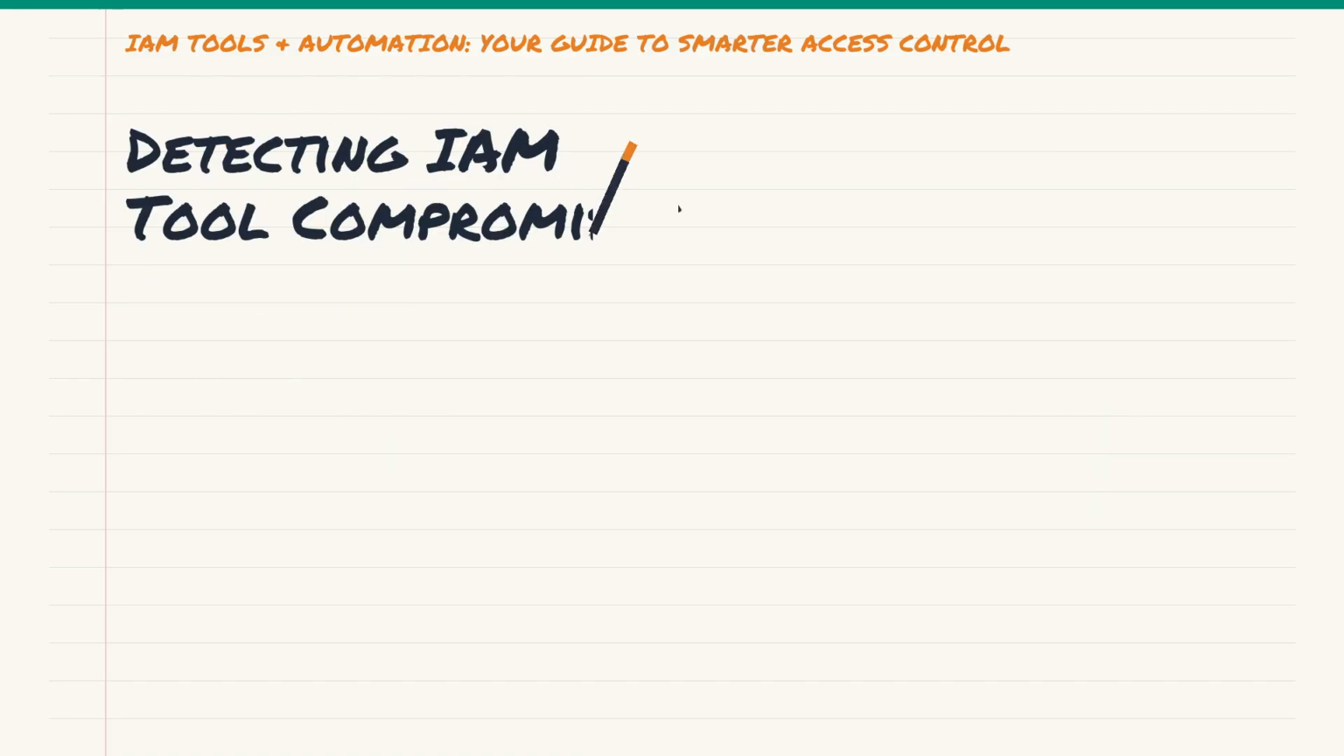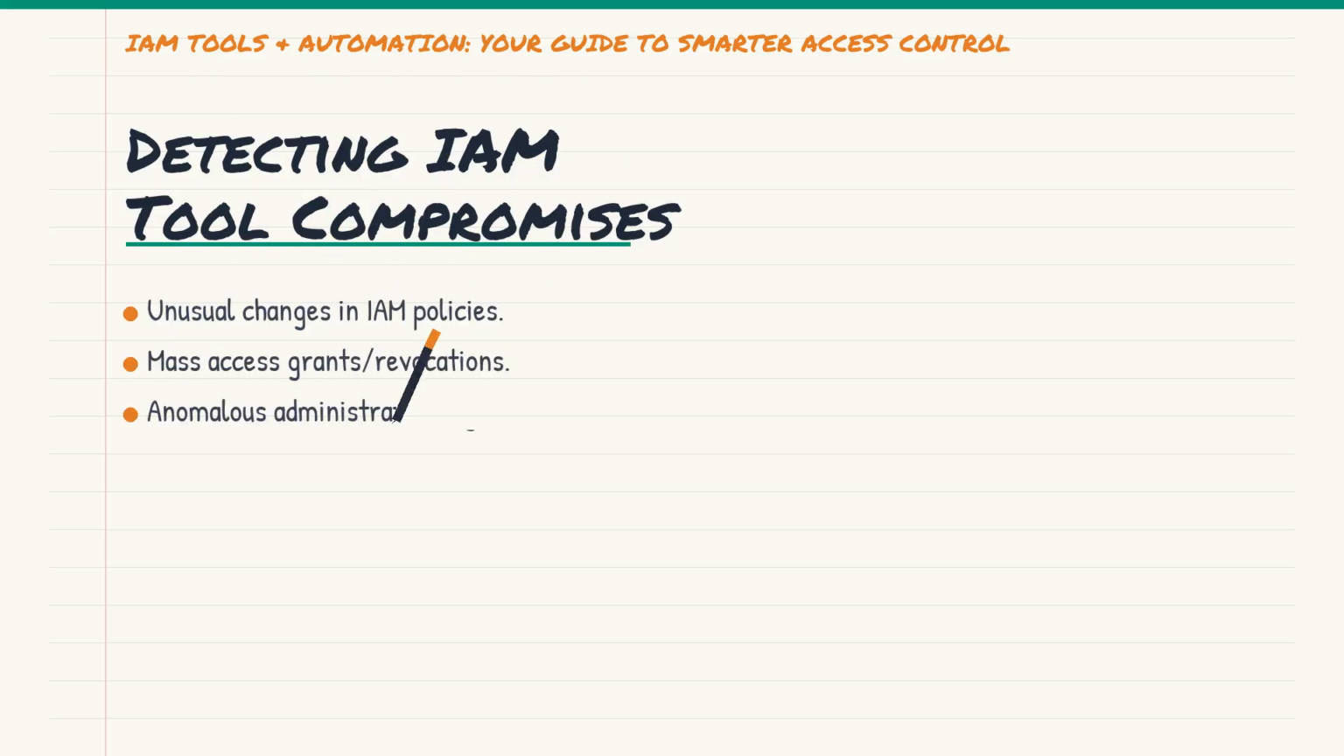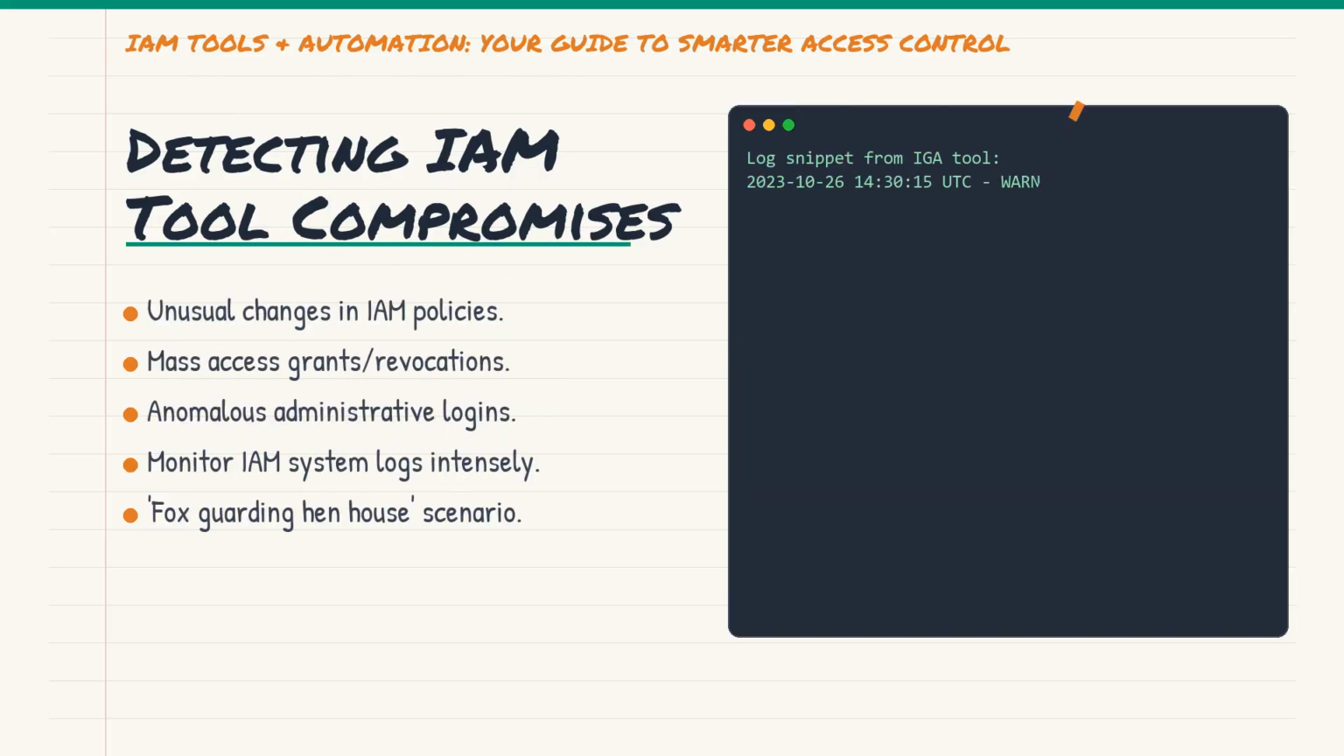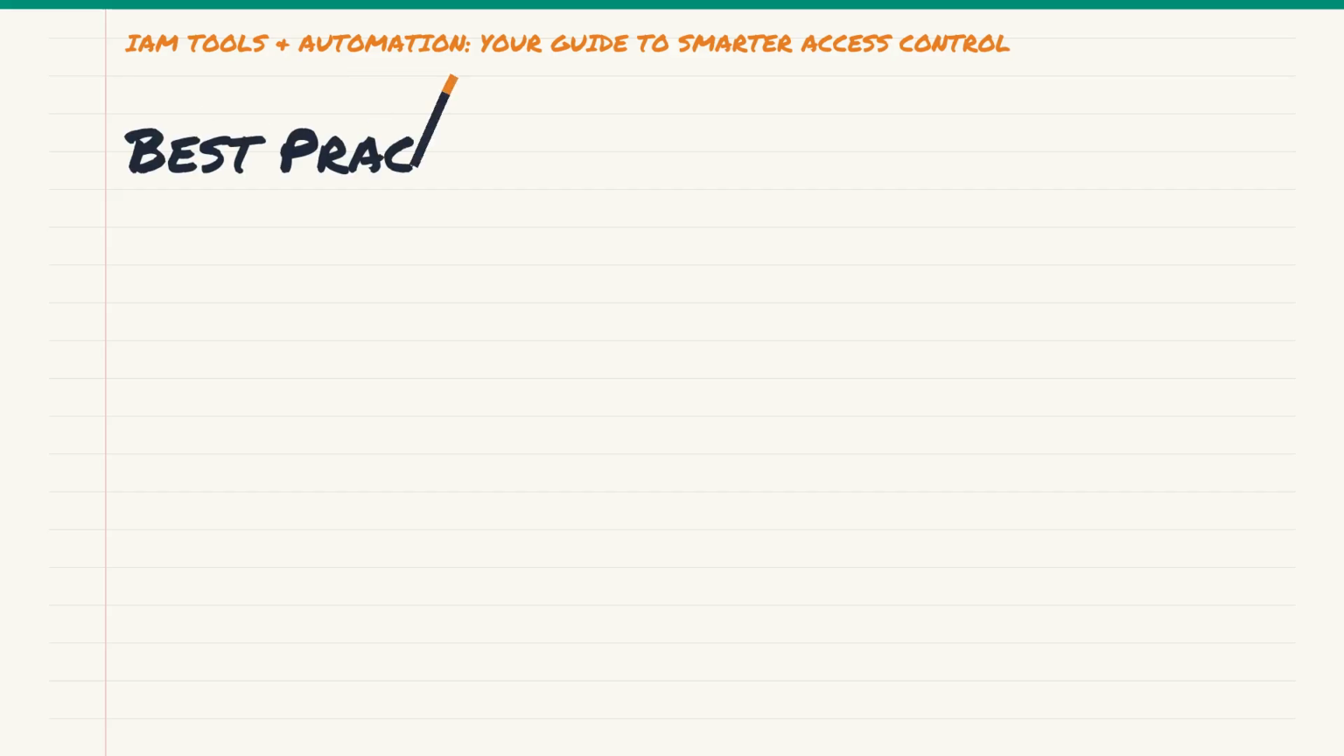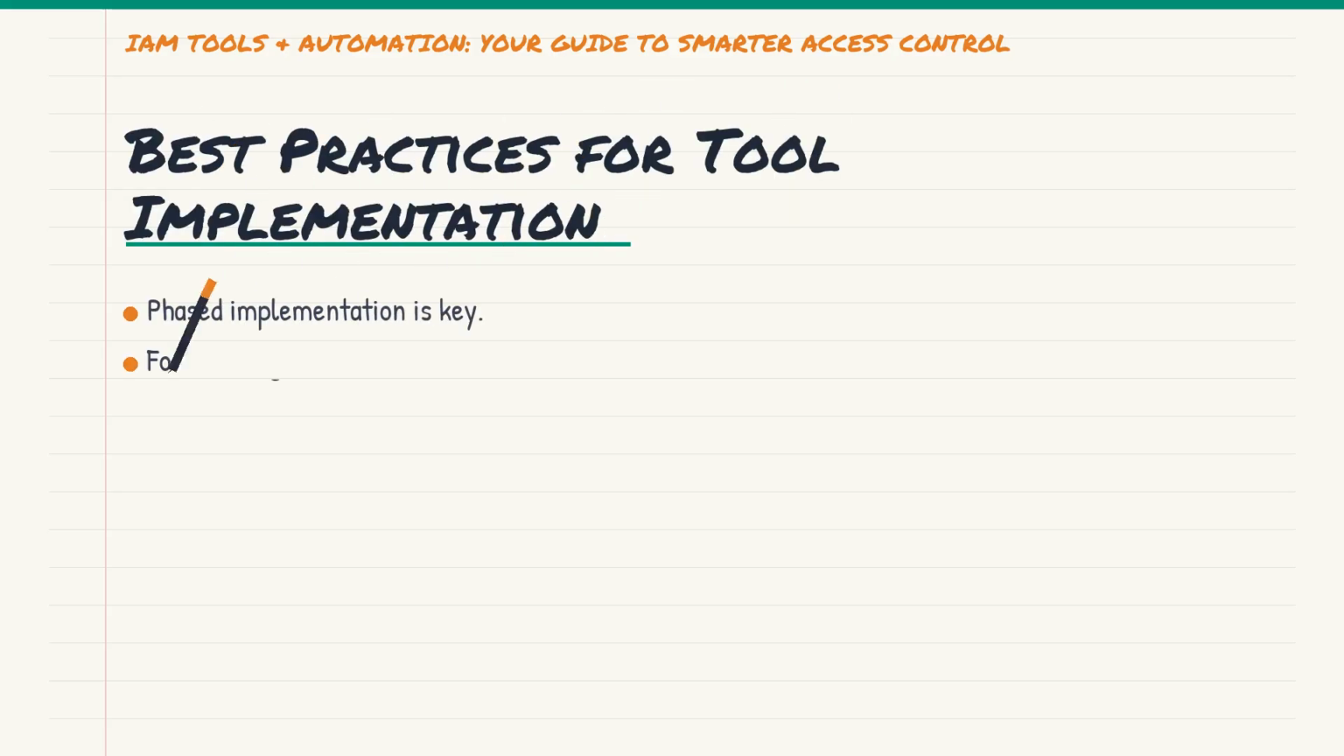How do you know if your IAM tools themselves have been compromised? This is a fox guarding the henhouse scenario. Look for unusual activity within the IAM tools themselves, sudden changes in policies, mass access grants or revocations that weren't initiated by legitimate workflows, or signs of unauthorized logins to the IAM administrative interfaces. Identity analytics, when applied to the IAM system's own logs, can be incredibly effective here. Think of a security guard's logbook suddenly having pages ripped out. That's a red flag.